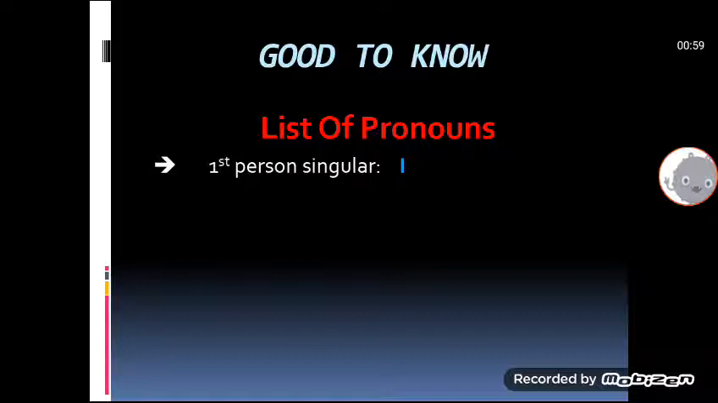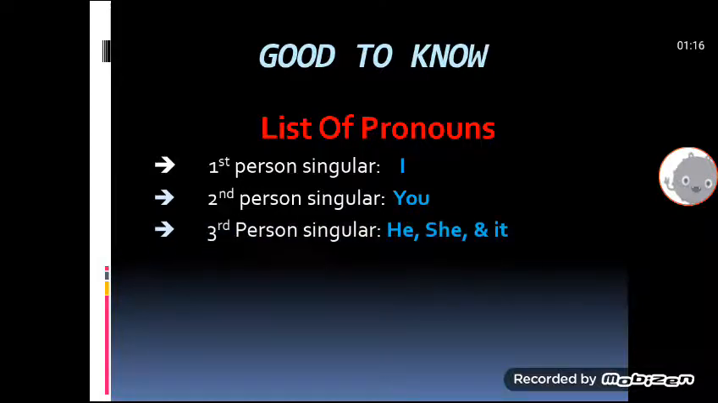Now, good to know is the list of pronouns that you have covered last day. First person singular. Do you remember? I, we, you, they, he, she, it. Yesterday we studied their names. We divided them. What are the names of these pronouns? So first person singular I, second person singular you, third person singular he, she and it.